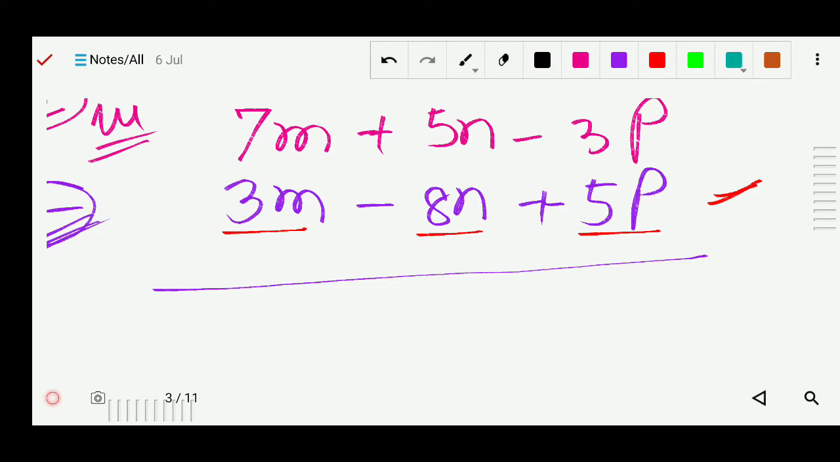So here plus sign is there, you can see plus sign, so this plus sign becomes minus. Here is minus sign, so this minus becomes plus, and here is nothing but the plus sign, so its sign will be minus. So it means minus 3m, now plus 8n, now minus 5p. Now we can do the next step.